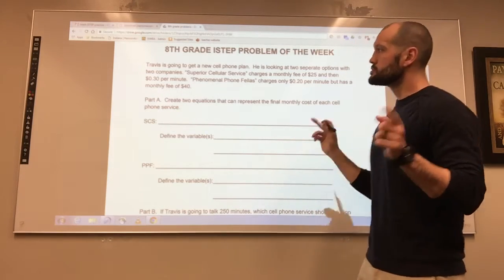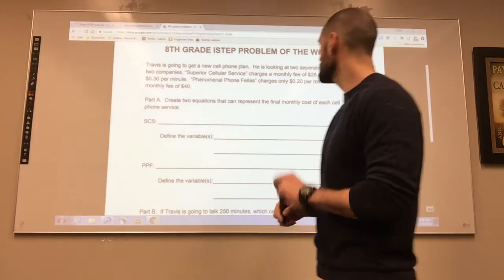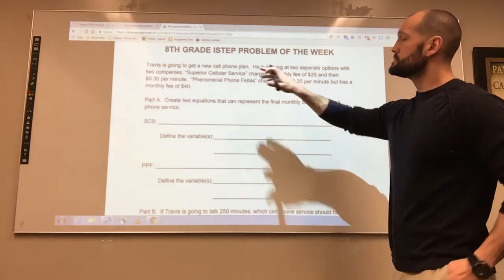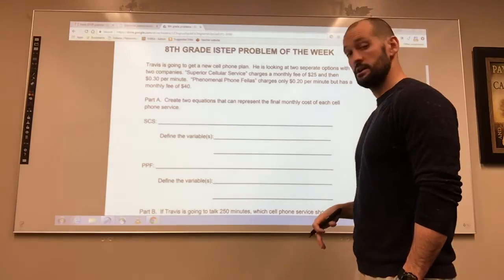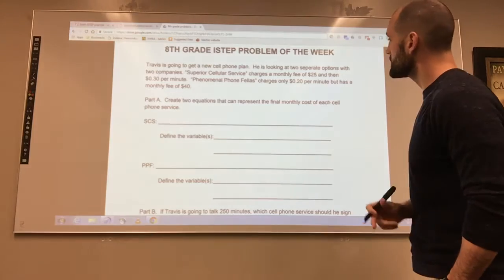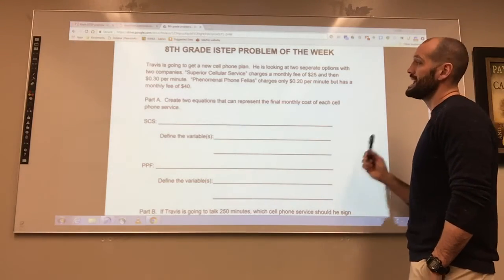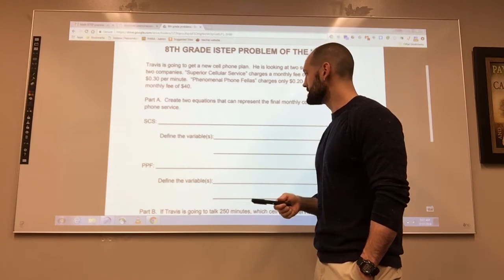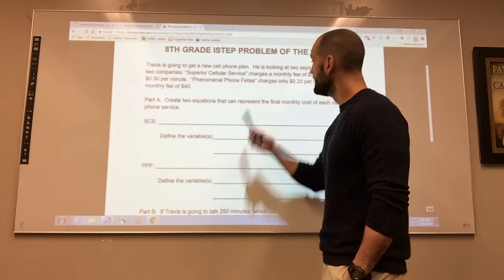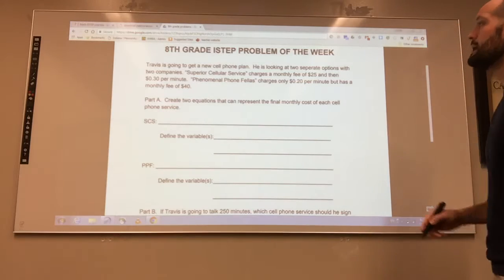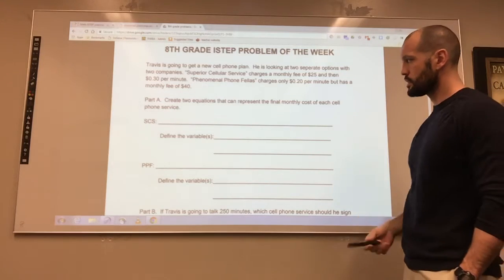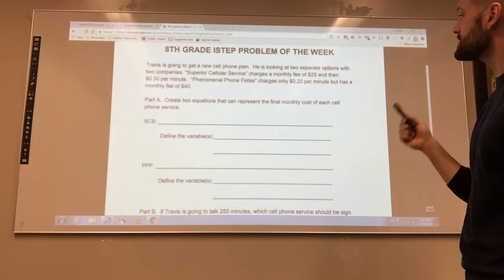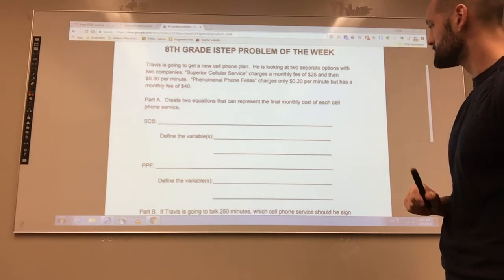Here we go. Travis is going to get a new cell phone plan. He's looking at 2 separate companies with 2 separate options. Superior Cellular Service, great name, charges a monthly fee of $25 and then 30 cents per minute. However, Phenomenal Phone Fellas, another one, charges only 20 cents per minute, but has a monthly fee of $40. All right, part A. Create 2 equations that can represent the final monthly cost of each cell phone service.